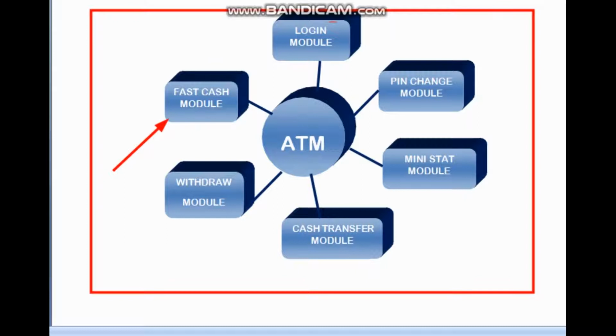Fast cash is all about withdrawal. So withdrawal may require all the details from login. Then what about this withdraw module? This is a cash withdraw module where we specify the cash. Pin change is used whenever you want to change the pin. Mini statement is for checking the balance and all other transactions or your account details. Cash transfer module is for when we want to transfer cash through ATM or deposit cash through ATM. So all these are the modules. Are you getting it now?